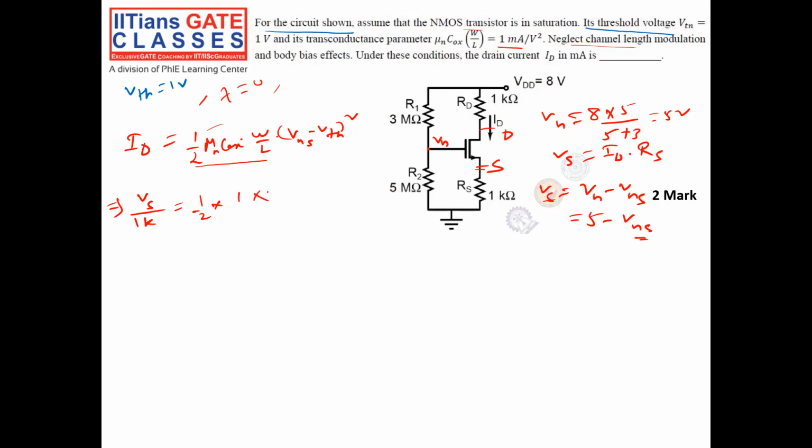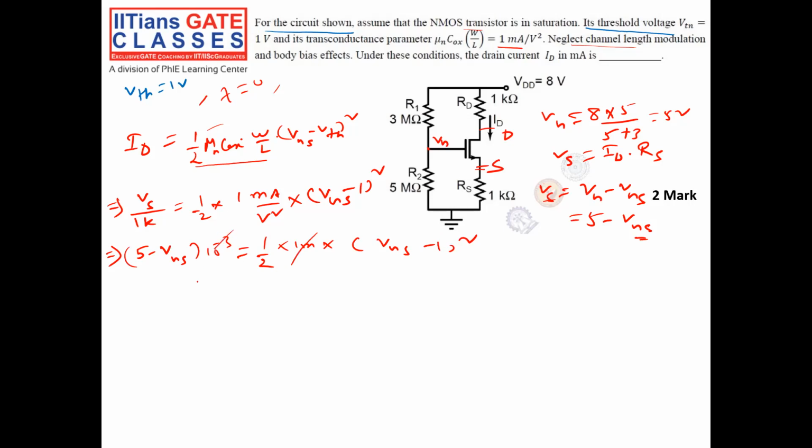Okay, 1 milliampere per volt squared into (VGS minus VTH) squared. VTN is 1 volt. Simplest. What is VS? VS is nothing but VG minus VGS. So 5 minus VGS, into 10 to the power of minus 3, is equal to half into 1 milli into (VGS minus 1) whole squared.